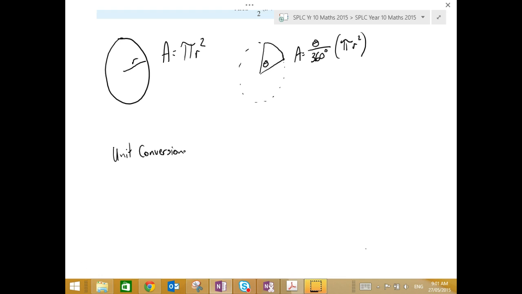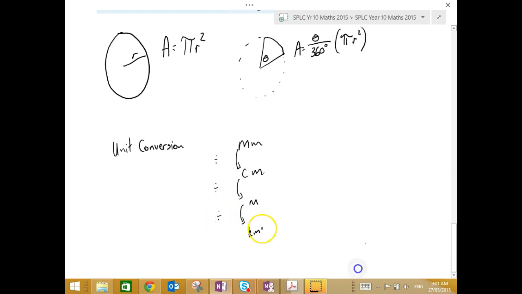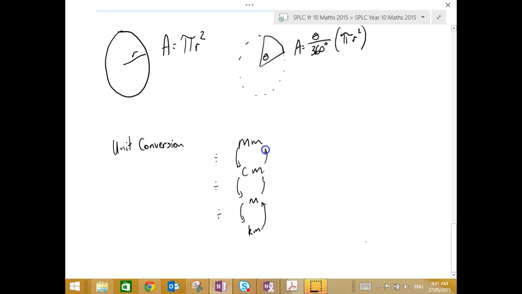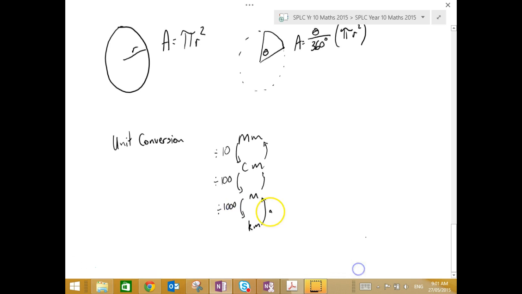Unit conversion. I should have mentioned this back in length, but we can do it now. Millimeters, centimeters, meters, kilometers. If you're going to a larger unit, you're dividing, because you'll have fewer of them. If you're going to a smaller unit, you're multiplying. So millimeters to centimeters, I'd have to divide by 10. Centimeters to meters, I divide by 100. Meters to kilometers, I divide by 1,000. Going the other way, I multiply by either 1,000, 100, or 10.